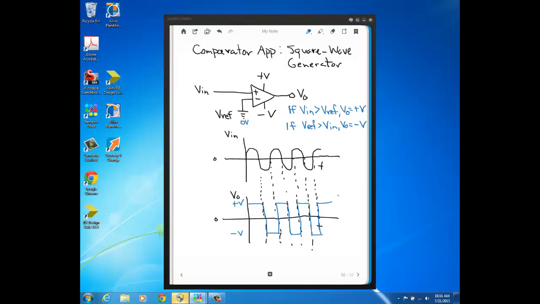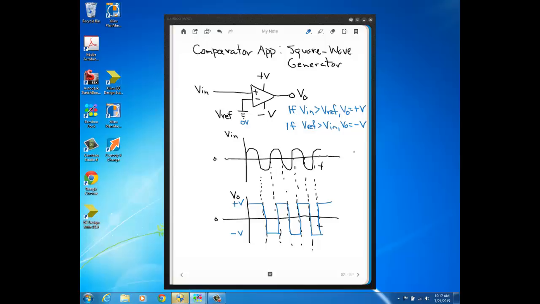So again, those of you that have taken a lab, or if you're presently taking the lab that goes with this course, you see this in the lab when you use a function generator. Function generators are pieces of equipment where you can get various waveforms such as sinusoid, square waves, triangular waves, and so on. And the circuitry inside a function generator is often just like this, where when you select that function generator to output a square wave, you're seeing the output of a comparator circuit.